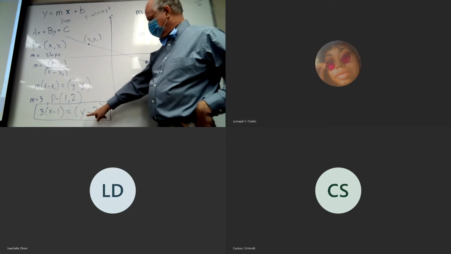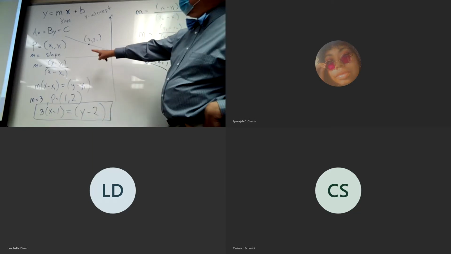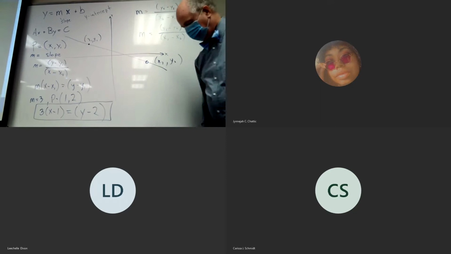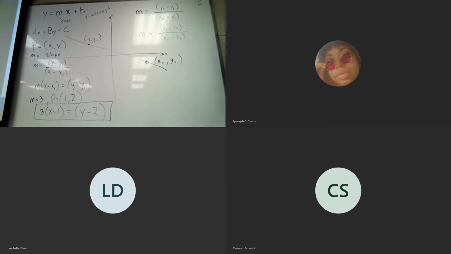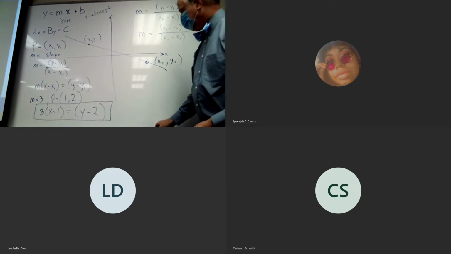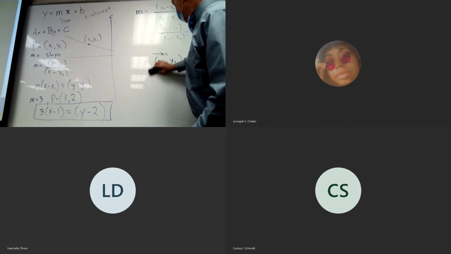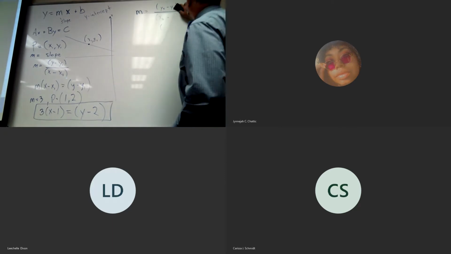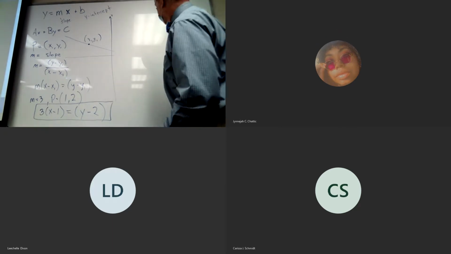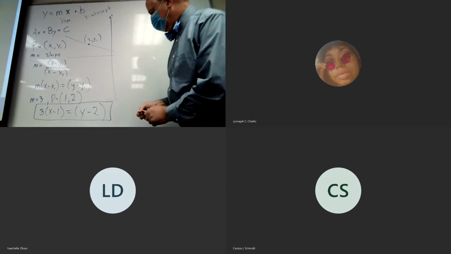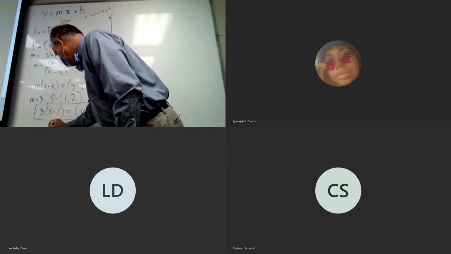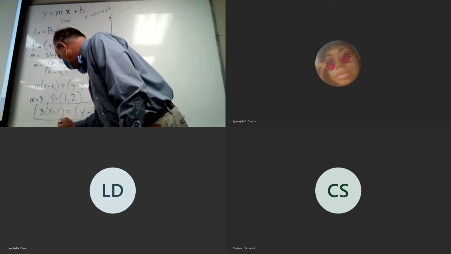I can always change this and put it into slope y-intercept format. Let's do that just for fun. So I'm going to take that formula. This is point slope format. Point slope.